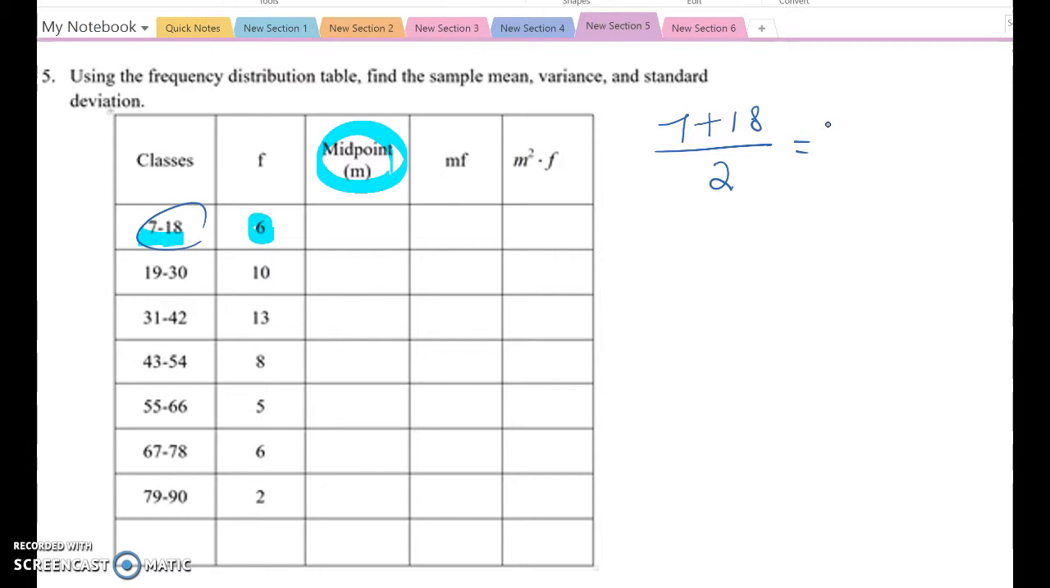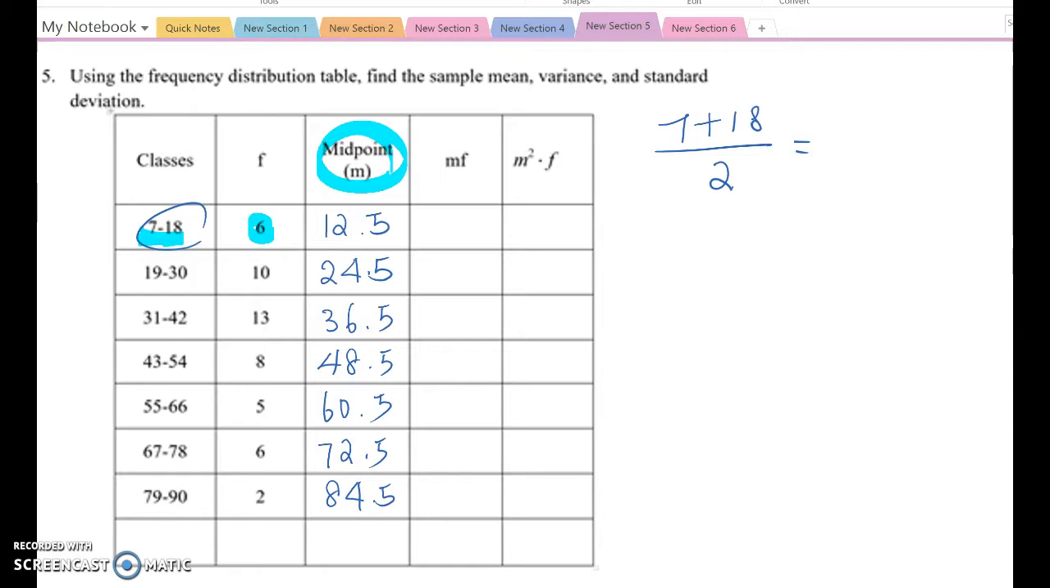Then you will get the midpoint value of this class. That value becomes 12.5 in this case. Please pause this video for a second, try to find all the values, and come back to the video. If you calculate all the midpoint values, you will get 24.5, 36.5, 48.5, 60.5, 72.5, and 84.5. Those values represent each class's data value.